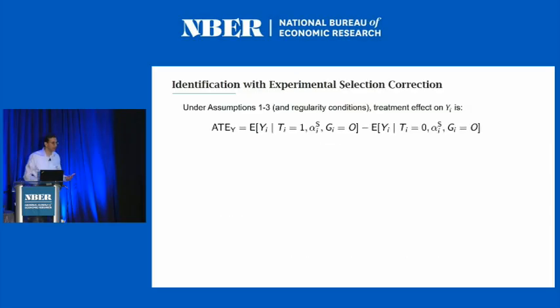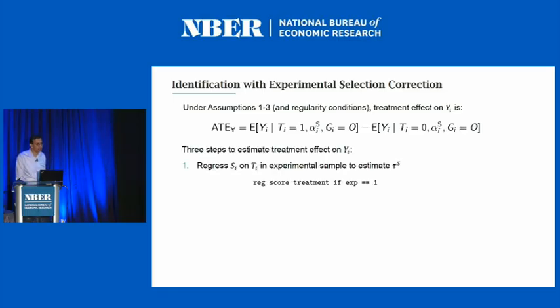And so building on that logic, again, under the three assumptions that I've laid out and some regularity conditions, we can identify the treatment effect on the long-term outcome. That is the conditional expectation of y in the treatment group, controlling for that short-term selection term, minus the conditional expectation of the long-term outcome in the control group, controlling for that same short-term selection. In 3 straightforward steps, right? So you essentially want to identify that difference in conditional expectations. So how do we do that?